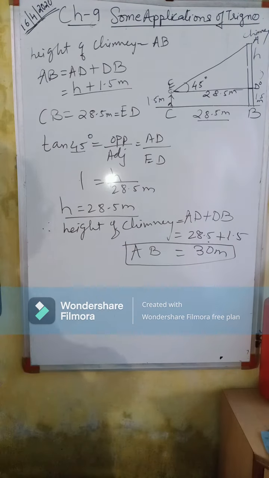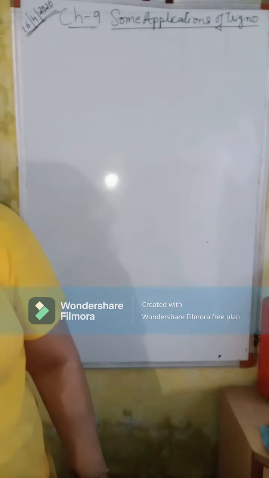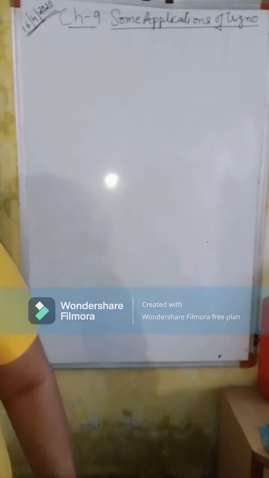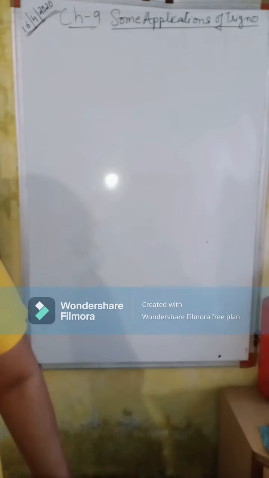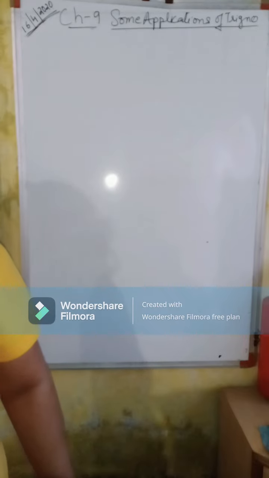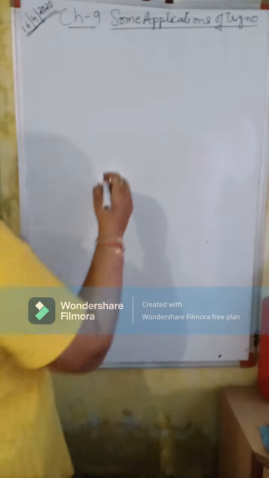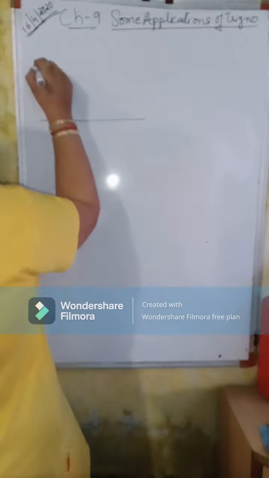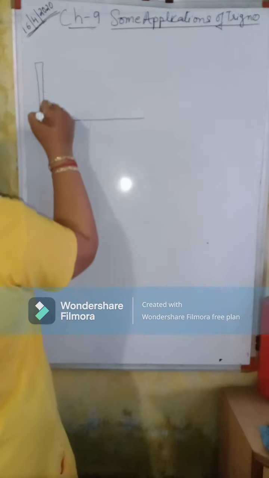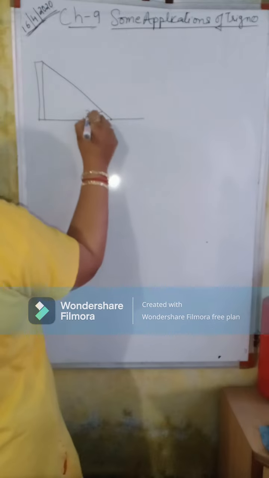Did you get? Example number 4. From a point P on the ground, the angle of elevation of the top of a 10 meter tall building is 30 degrees. That means here is the building, and the angle of elevation to the point here on the ground is 30 degrees.